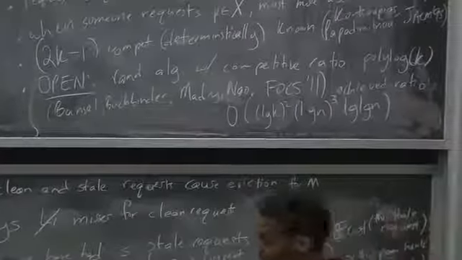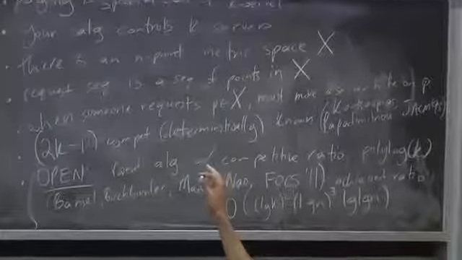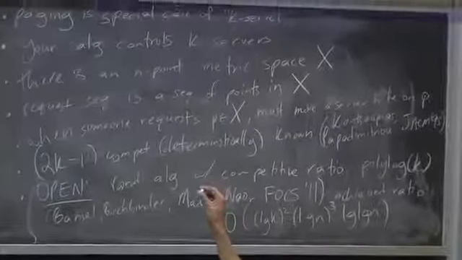Oh, and people see why this is a generalization of paging. So the endpoints are your pages. What's the metric? What's the distance between 2 points? It's 1. All the distances are 1.